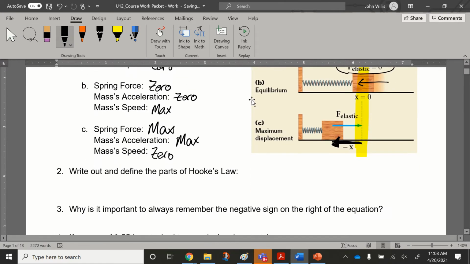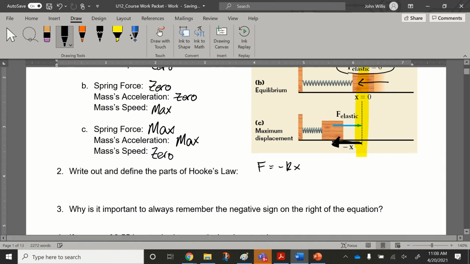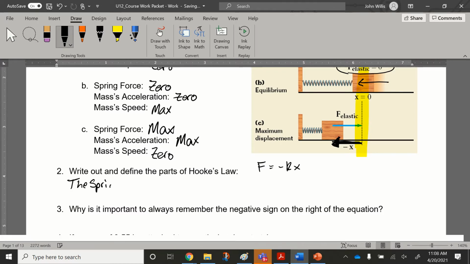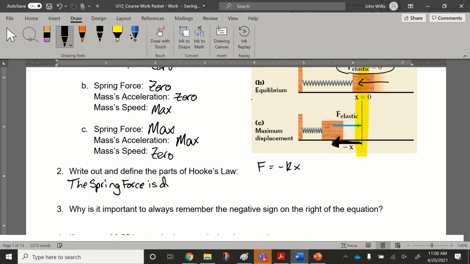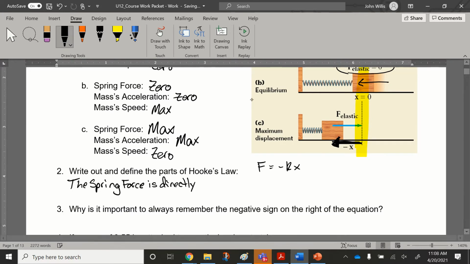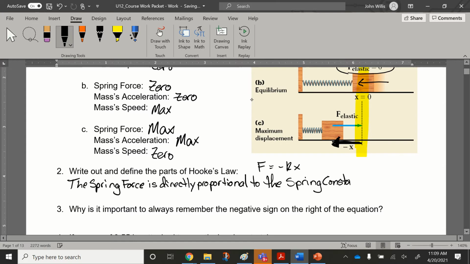And this is what Robert Hooke got credit for. The relationship that he was able to find was F equals negative kx. If you want to write this out in words, that's a really good study tip. Basically, it states the spring force on an object is directly proportional to the spring constant, which is the letter k. It's like the stiffness of the spring.